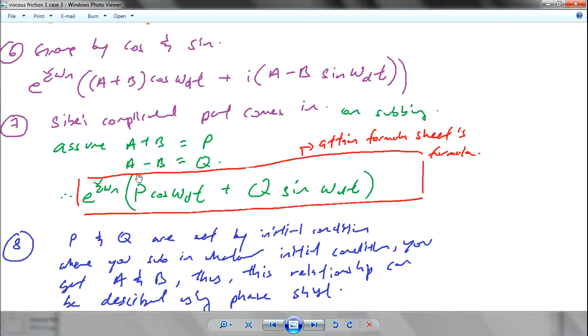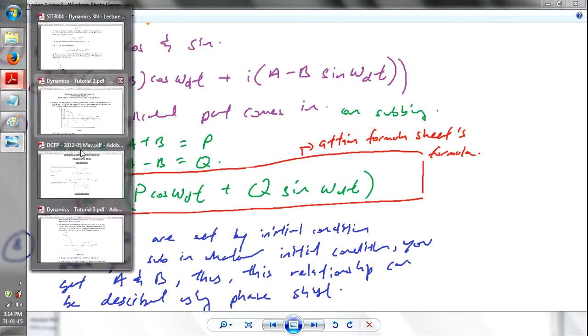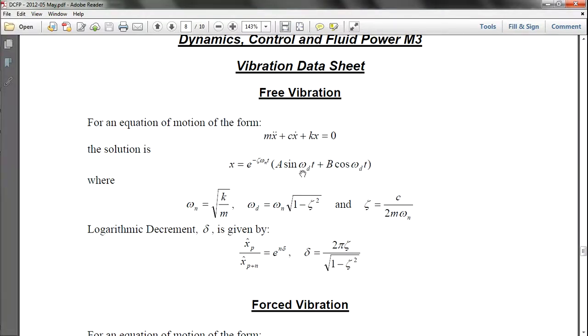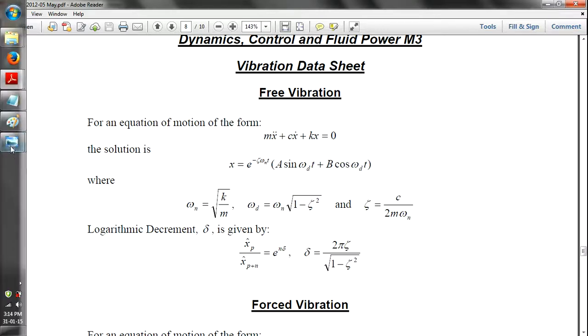The formula sheet itself provides a formula that is the same as case 3 in your mathematics. It is e to the power of rho t, then A cosine something plus B sine something. But in this case, they are about the same style.